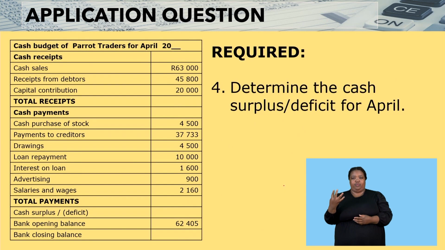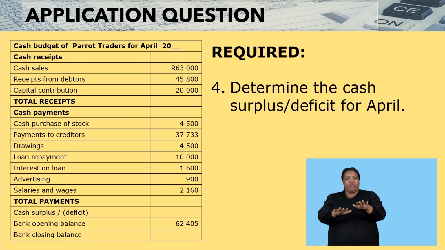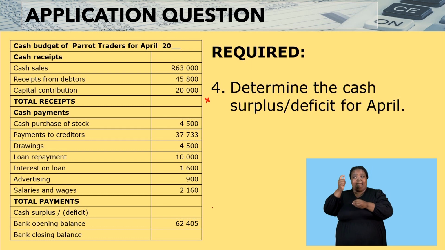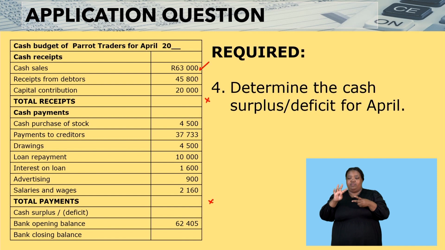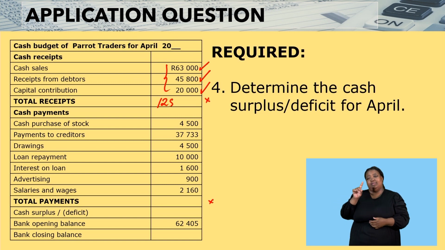Let's go to question number four. Determine the cash surplus or deficit for April. First, we need to get the total receipts and the total payments. To get the total receipts, we say 63,000 in the calculator plus 45,800 plus 20,000. These are all your cash receipts. So we add all the receipts, and that is going to give us 128,800.